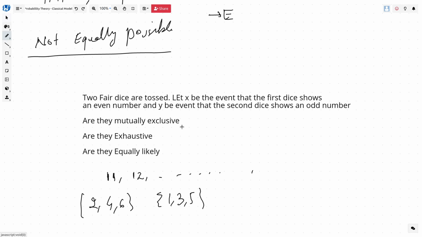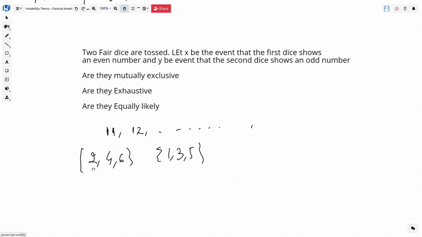Now, are they mutually exclusive is the question. Can these two events not happen together? But if you look closely, these two events can happen together. If you roll 2 dice, the outcome can be 2, 3, where 2 is on the first dice, D1, and 3 is on the second dice, D2. So they can happen together, right? So they are not mutually exclusive. Are they exhaustive?